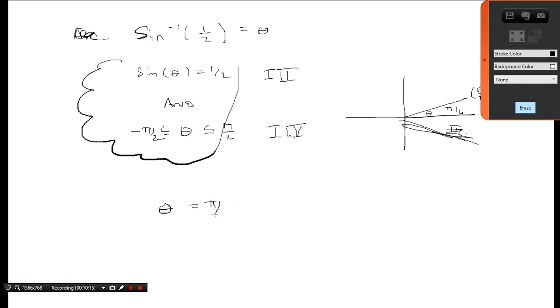Equals pi over 6. Alright, so it's really that simple. The bottom line is you can never have an angle going through this way. It either has to go from here to here or from here to here. Alright, so it's really not all that bad. Alright, you ready to stack this a little bit? Here we go. Let's stack it.